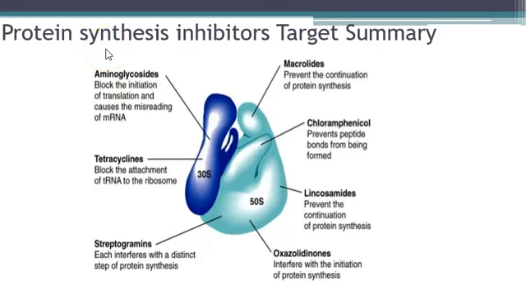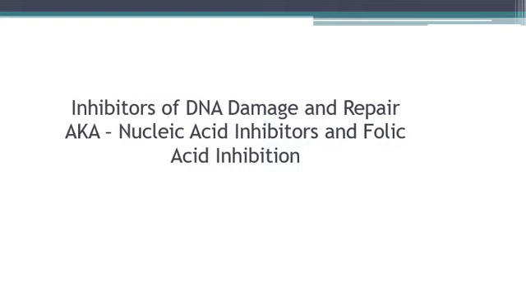In terms of looking at all of the drugs that can effectively target protein synthesis, this is a nice summary slide. Here you've got aminoglycosides and tetracyclines binding to the 30S subunit. And here you have streptogramins, oxazolidinones, lincosamides, chloramphenicol, and macrolides binding to the 50S subunit. If any of these drugs are given, they're going to reduce the activity of protein synthesis, and the bacteria are going to eventually die. There's a subset of drugs that are deemed inhibitors of DNA damage and repair, and this will be the context of the next lecture.